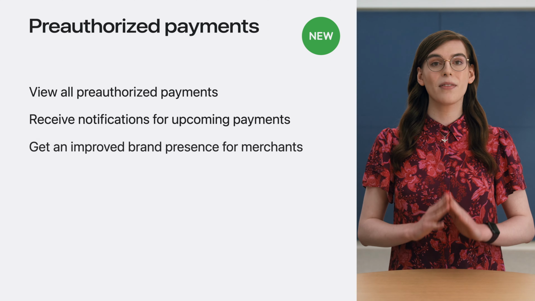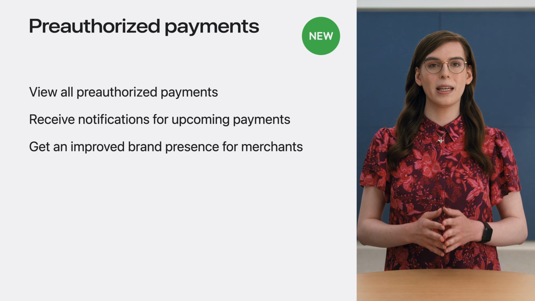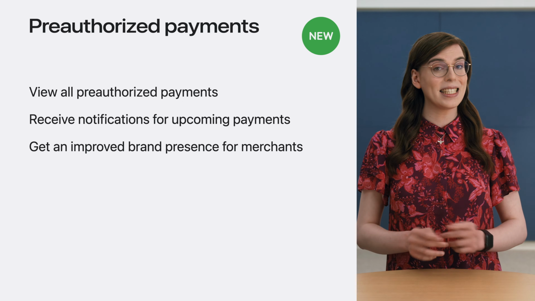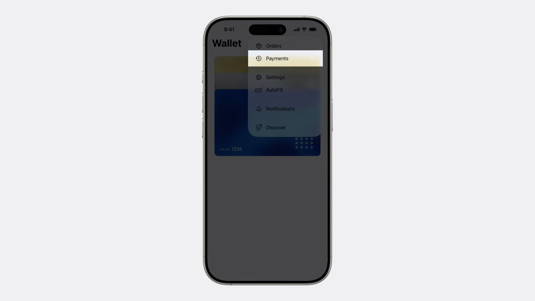Finally, you can now provide rich information to customize how you appear to users and give them an engaging interaction with your brand. Let's see how this works. The new pre-authorized payment view can be found in the Wallet app by selecting Payments from the new More menu or via the Card Details view.